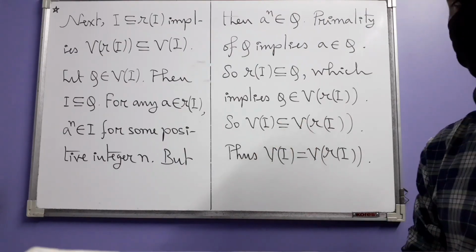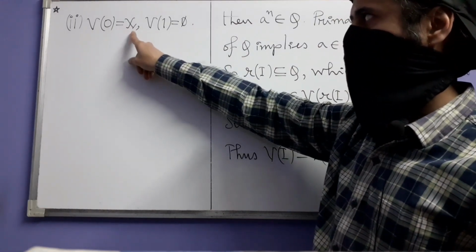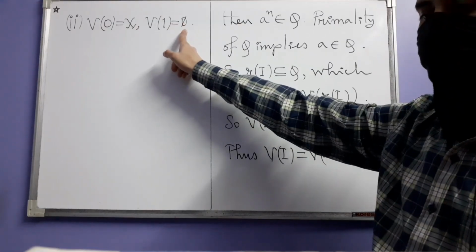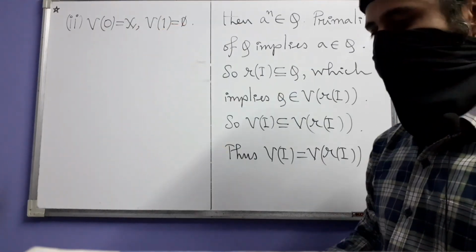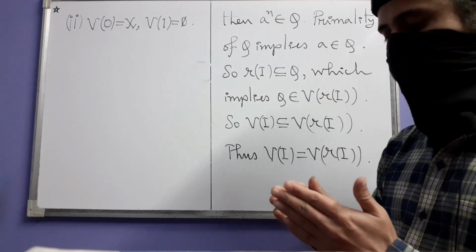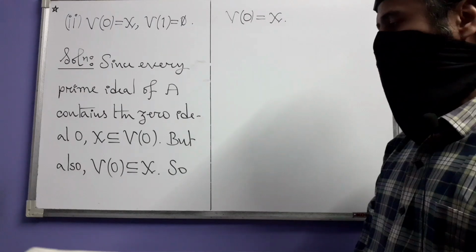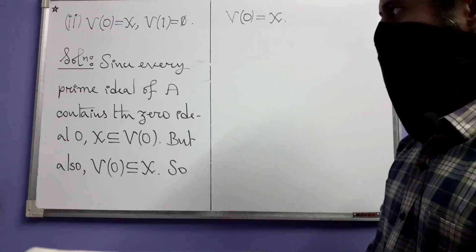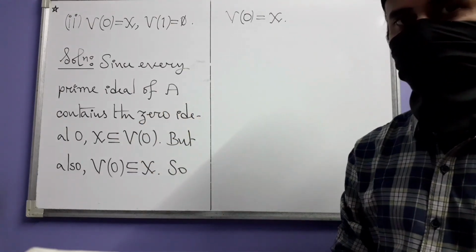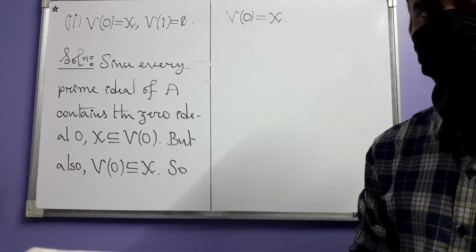Part 1 has been solved. Part 2 is pretty simple. V of 0 is X, where 0 is the zero ideal, and V of 1 is the empty set, where this 1 is actually not just the identity element 1, but rather the ideal that it generates. That means the entire ring. And the solution is pretty easy, since every prime ideal of A contains the zero ideal inside of it. So X is a subset of V of 0.